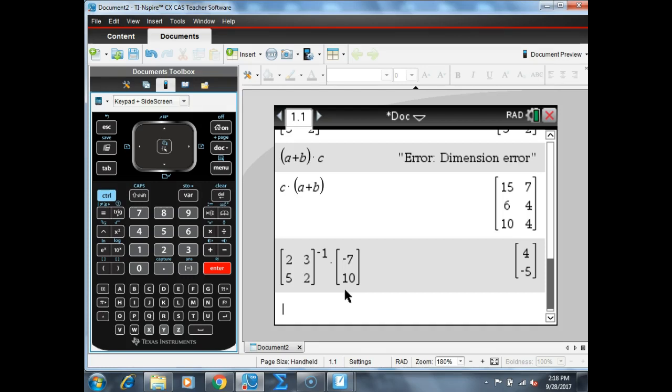Again, just giving you a brief introduction into some of the things that the calculators can do for you to check your answers very quickly.